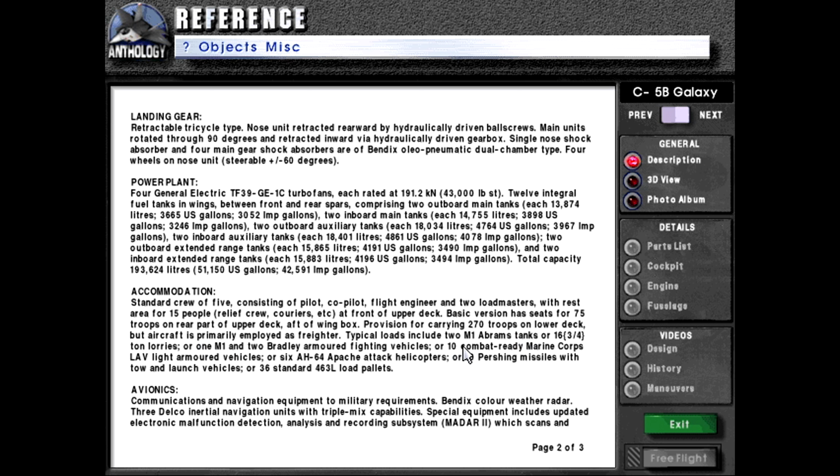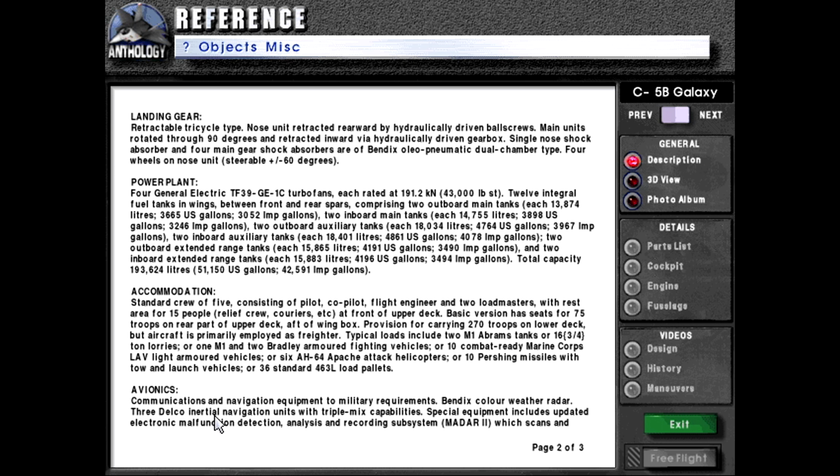Typical loads include 2 M1 Abrams tanks or 16 3/4 ton lorries, or 1 M1 and 2 Bradley armored fighting vehicles, or 10 combat ready Marine Corps LAV light armored vehicles, or 6 AH-64 Apache attack helicopters, or 10 Pershing missiles with tow and launch vehicles, or 36 standard 463L load pallets. The Pershing missiles shows how dated this is, considering they haven't been in service basically since the end of the Cold War, a little after maybe.